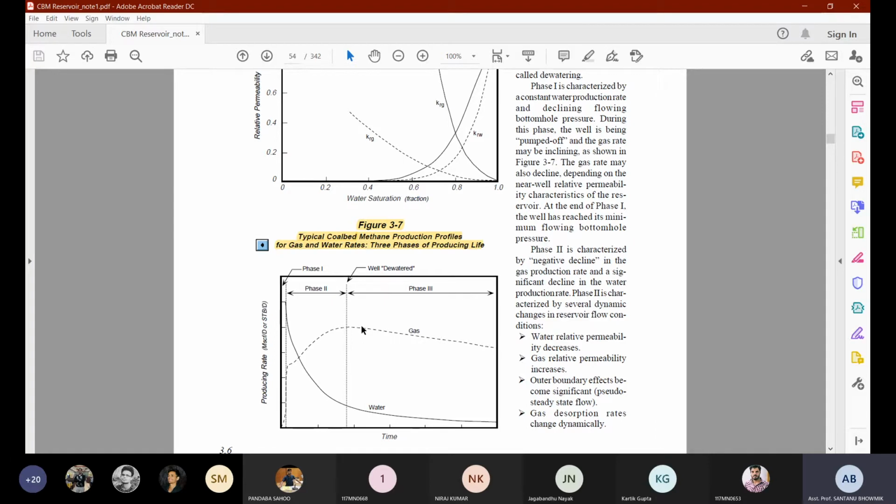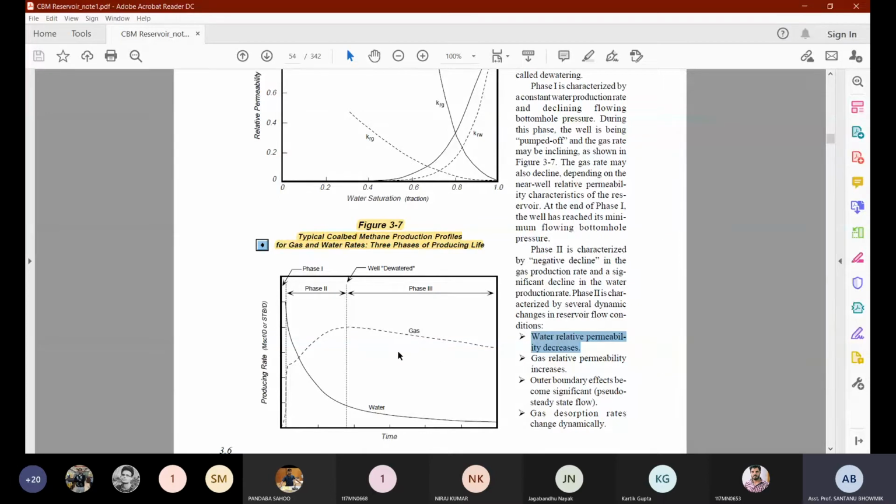There are certain features in this phase 2. What are these? You can see water relative permeability decreases. Why? Because water flow, water content is also going to decrease. Gas relative permeability increases, as you can see, because the gas flow is going to increase, because the number of gas molecules is higher because there is desorption.